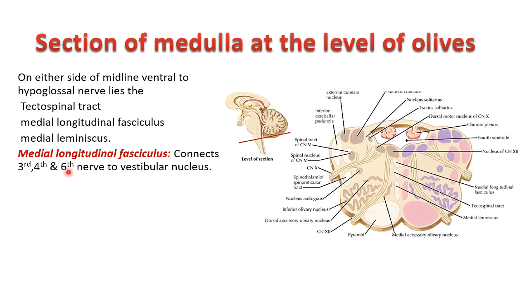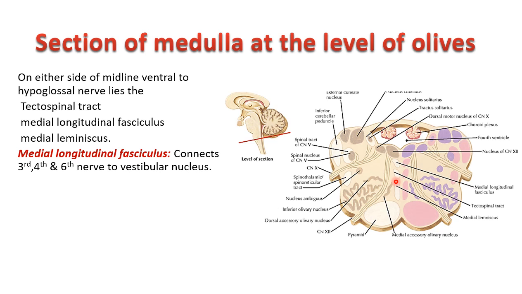Third, fourth, and sixth are mainly innervating your extraocular muscles. This is the vestibular nucleus, so there should be a coordination between your balance and your eye movements. That is the main function of the medial longitudinal fasciculus. The tectospinal tract also merges with the medial longitudinal fasciculus.